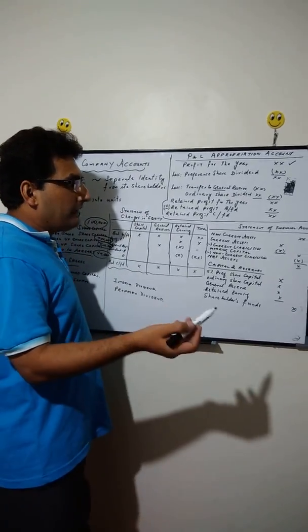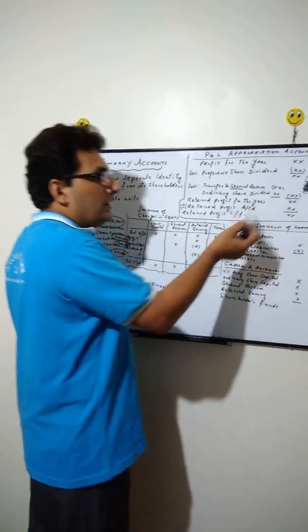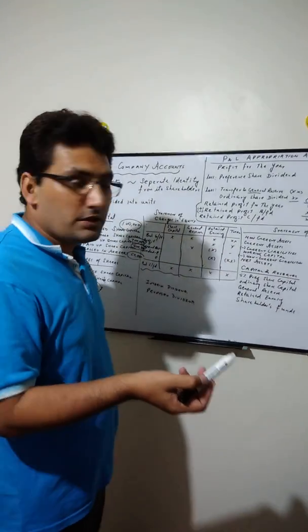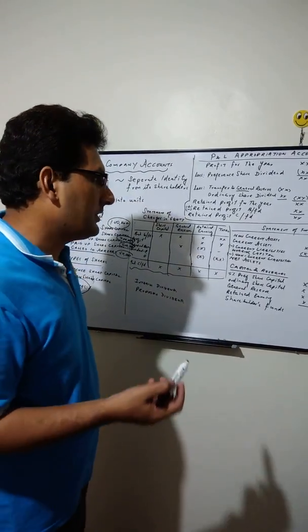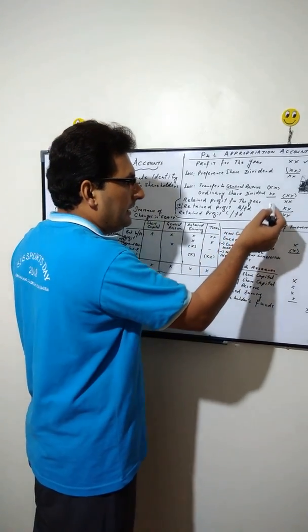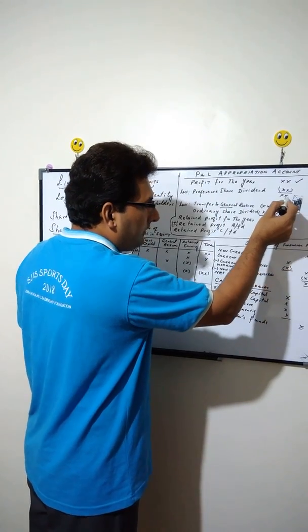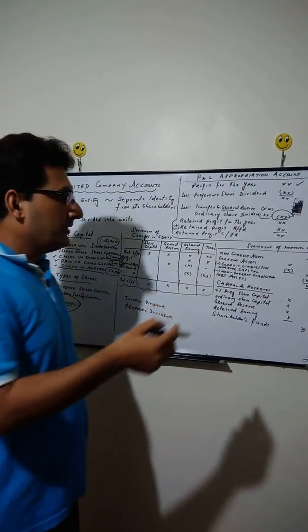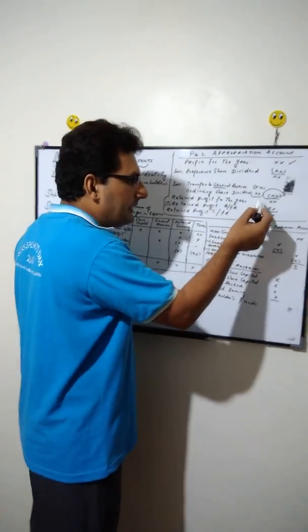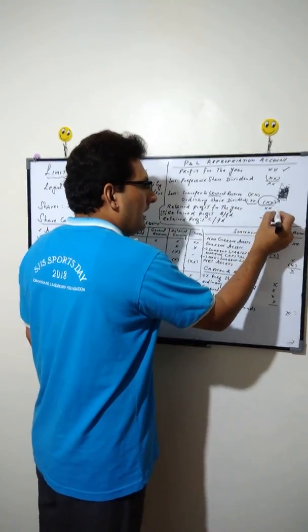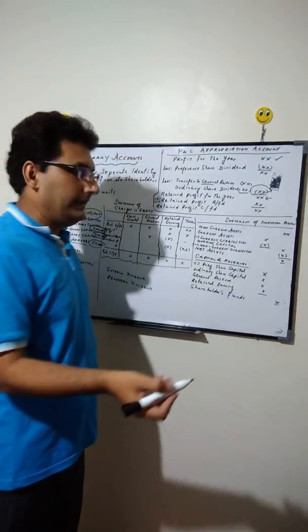Right after that, we pay money to the ordinary shareholders in terms of dividend. So these two amounts we subtract from the total amount, and whatever amount is left is our retained profit for the year.